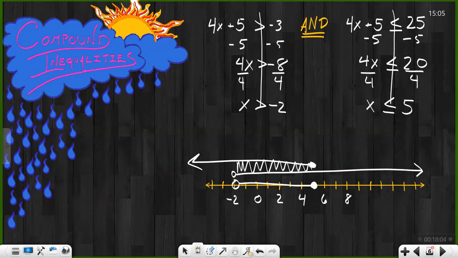So how do I write my compound inequality as an answer there? Well, it's -2 is less than x, which is less than or equal to 5. Again, you start with your lower boundary and your upper boundary with x in the middle and always less than symbols. And you just have to decide which one is allowed to be equal, in this case 5.